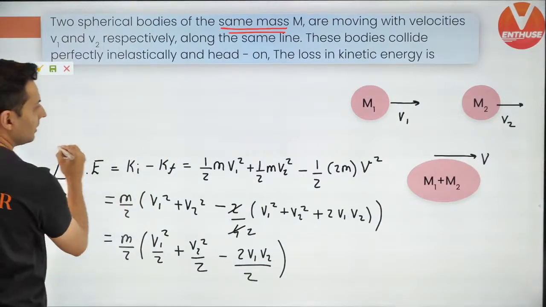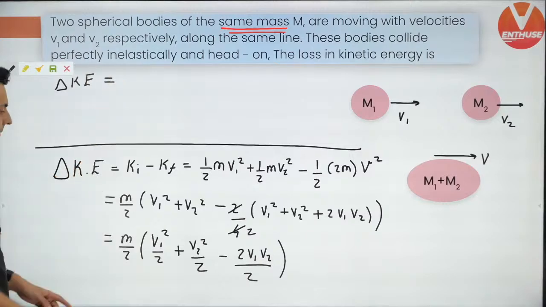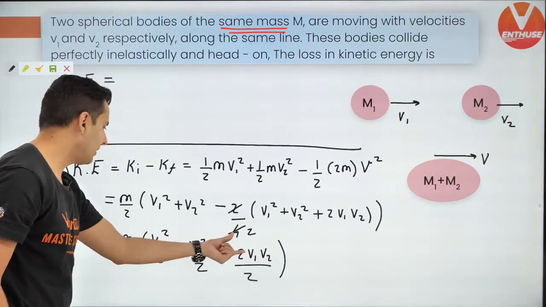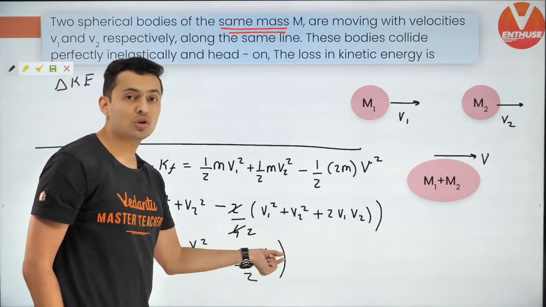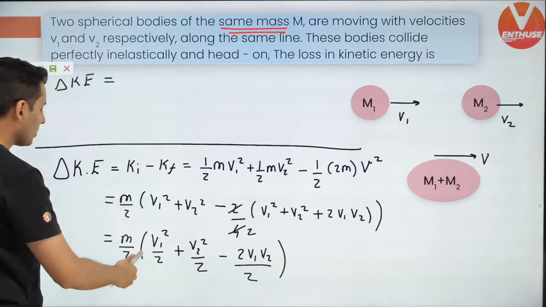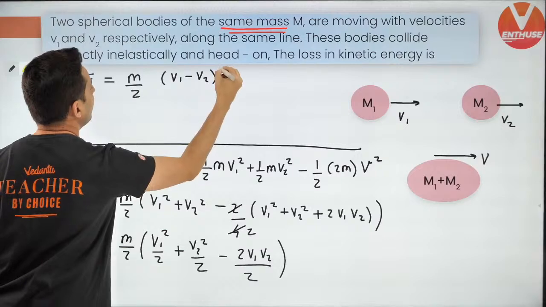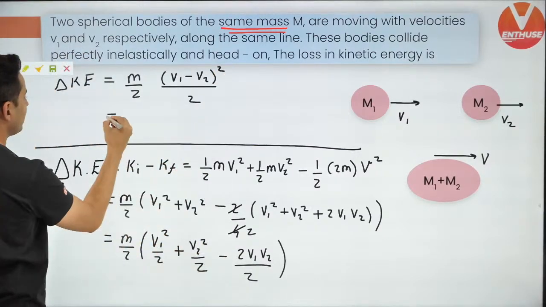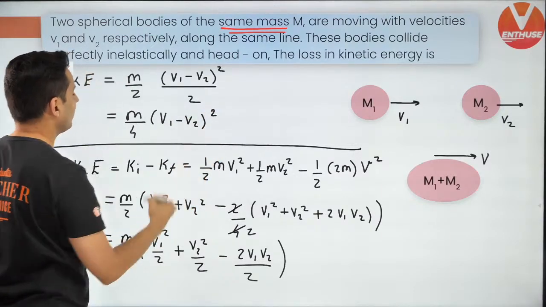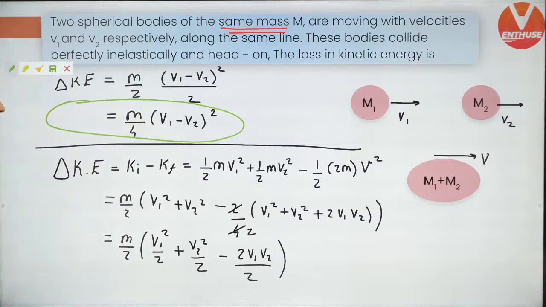Now think about it, guys. What's going to happen next? So the change in the kinetic energy will be, if you check the numerator, since the denominator is same, I can add them up. v1 square plus v2 square minus 2v1 v2 is the expansion of the form a minus b whole square. So can I not say this is m by 2 v1 minus v2 whole square, and that 2 remains as it is, so it will become m by 4 into v1 minus v2 whole square. So that's the final answer, guys. Yes, this is our final answer. I hope this is clear.